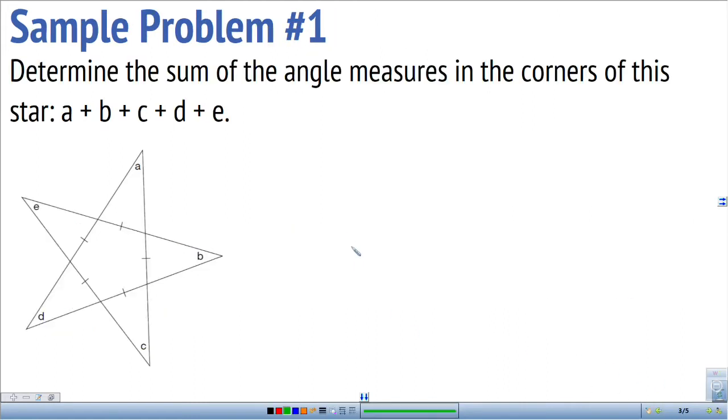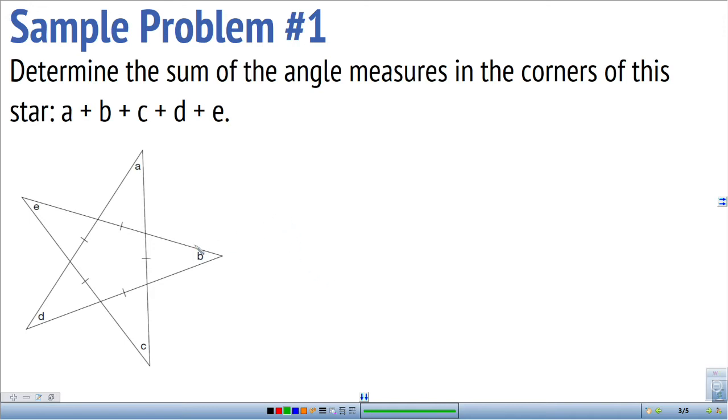So let's look at a problem here involving angles inside of a star. Determine the sum of the angle measures in the corners of this star. In other words, A plus B plus C plus D plus E. If you'd like to try the problem yourself, you can pause the video now, and then after you've given it a try, you can press play.